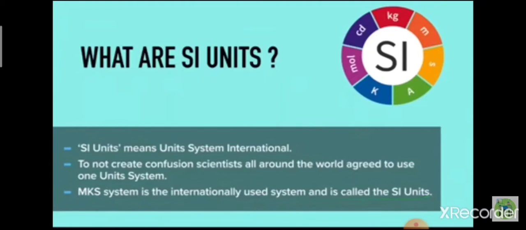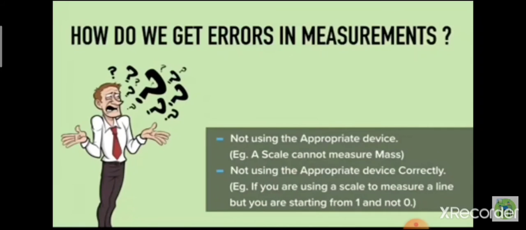For example, you cannot use a scale to measure mass. Mass is weight, so you can't use a scale to measure the mass. For measuring the mass, you need a weighing machine. Okay? So we should use a proper, appropriate device so that we do not get errors in measurement.